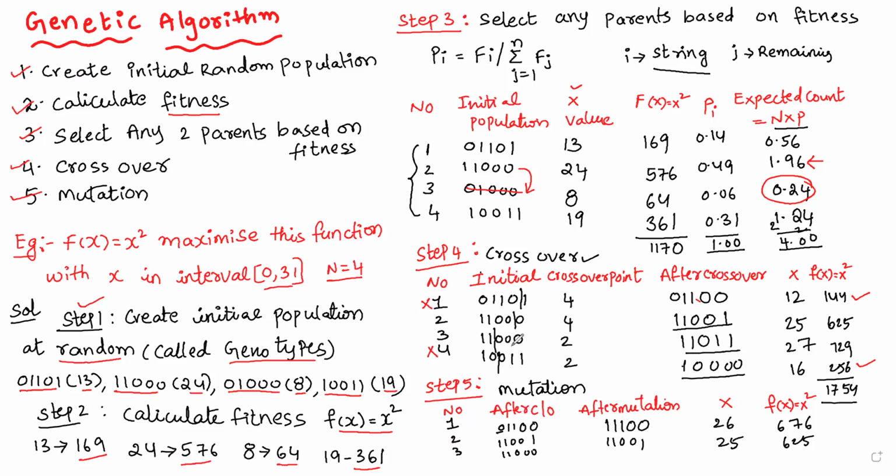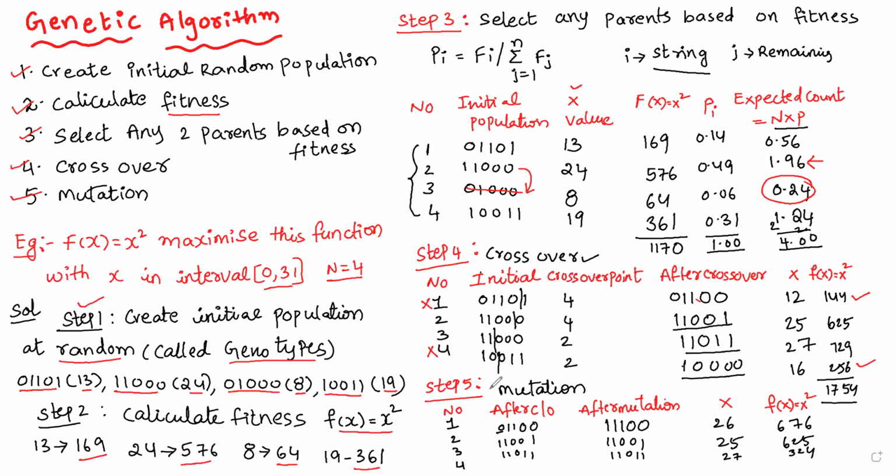After crossover, 1 1 0 1 1. So this is 1 1 0 1 1. So no need to change. 1 1 0 1 1. So what is the x value? The x value here is 27, because we convert this one into decimal. So what is x square? 729. Okay. So what is the last one?